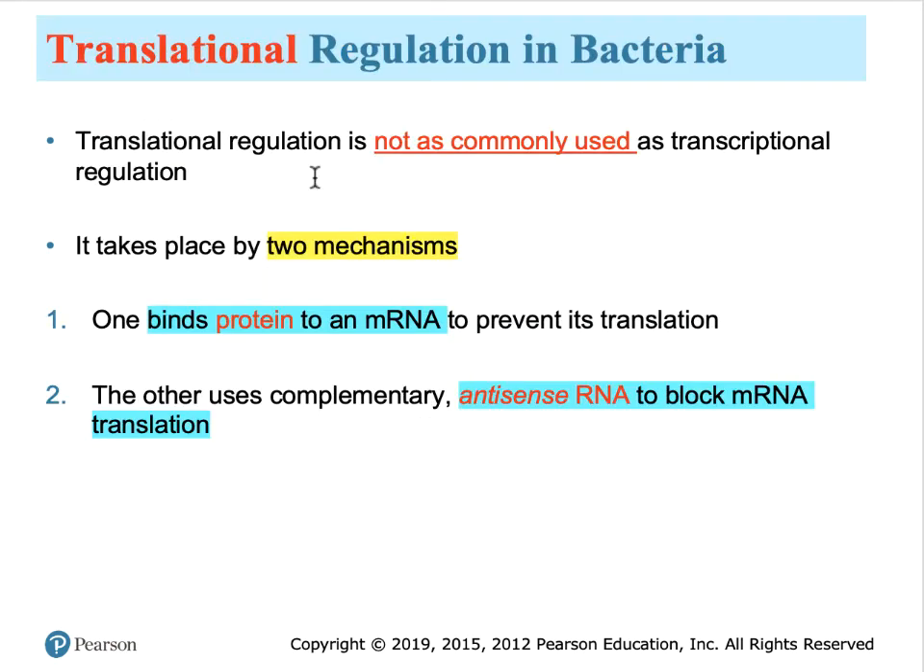As mentioned at the beginning of the chapter, in bacteria, the preference is for transcriptional regulation. But there are cases of translational regulation. And there are two mechanisms that have been discovered so far. In one, a protein binds to the messenger RNA to prevent its translation. So the protein blocks messenger RNA from being combined with a ribosome. In the alternative situation, it uses complementary antisense RNA to bind and block messenger RNA translation. So the formation of double-stranded RNA is enough to block translation.